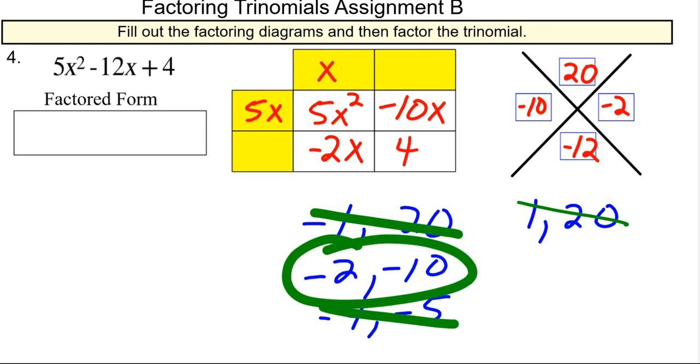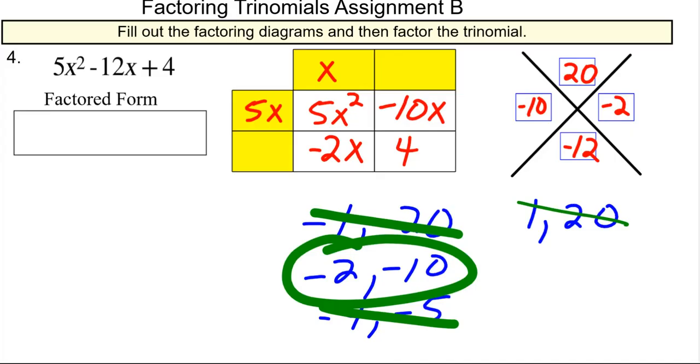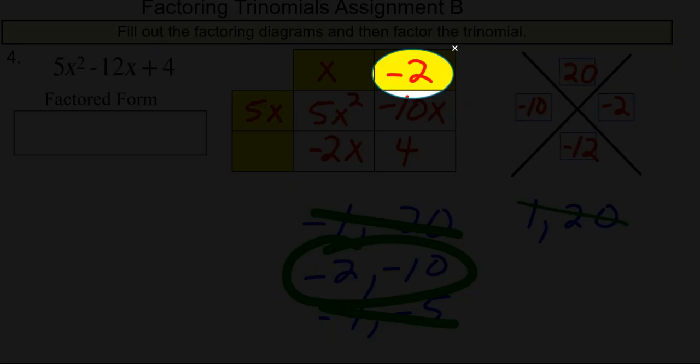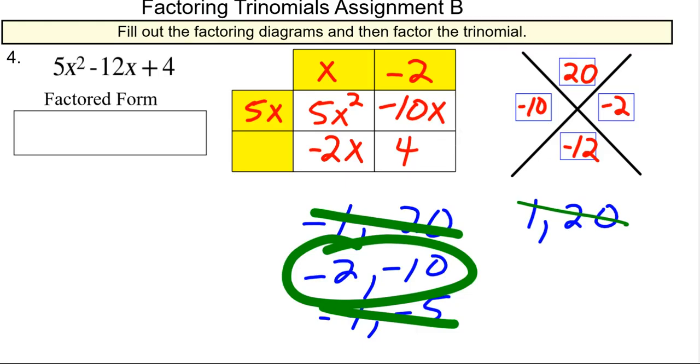Now we can see that 5 does go into -10. The result of that division is -2. Not only that, -2 does go into +4. The result of that division is -2. Okay, we filled out the diagrams.